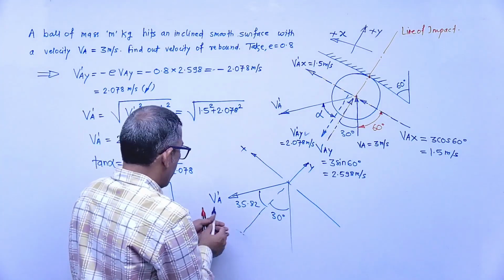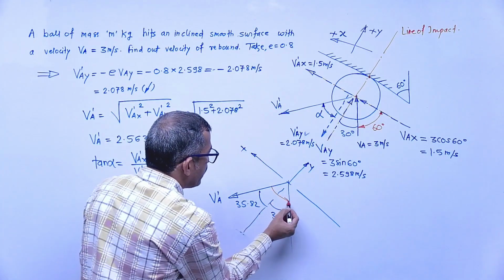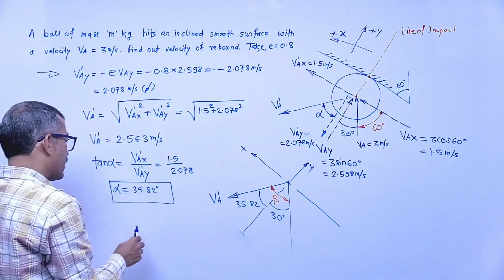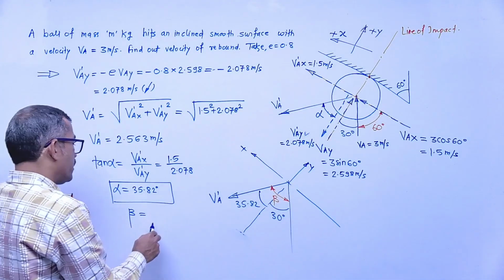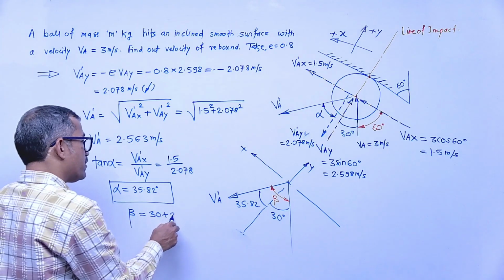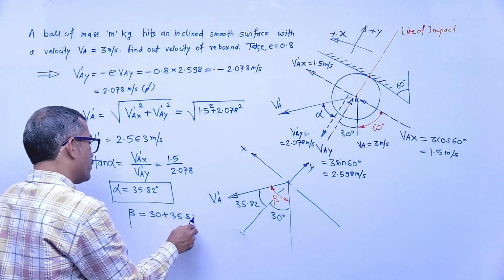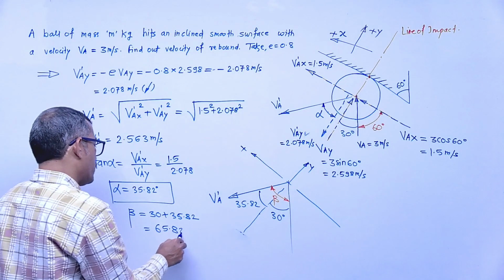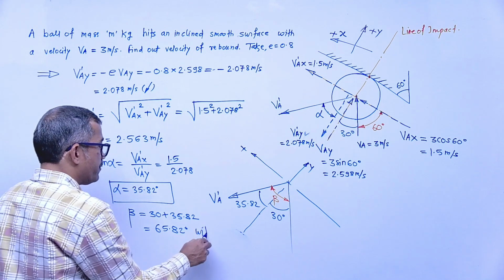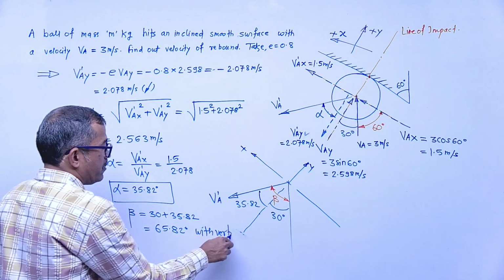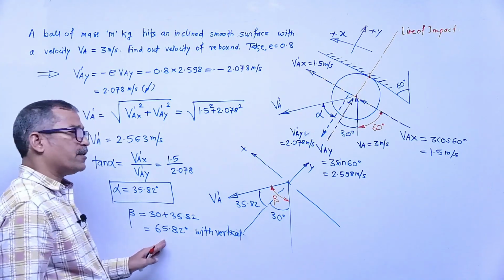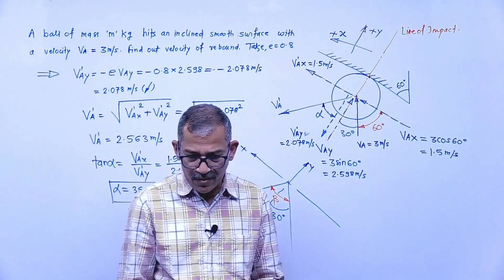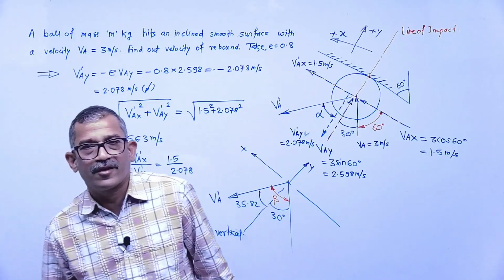That means for the angle with the vertical, we will add. So this inclination, say beta, with the vertical is 30 plus 35.82, which comes out to be 65.82 degrees. This is with the vertical. If you want to find it with the horizontal, 90 minus 65.82, it is around 24 point something with the horizontal. Clear?